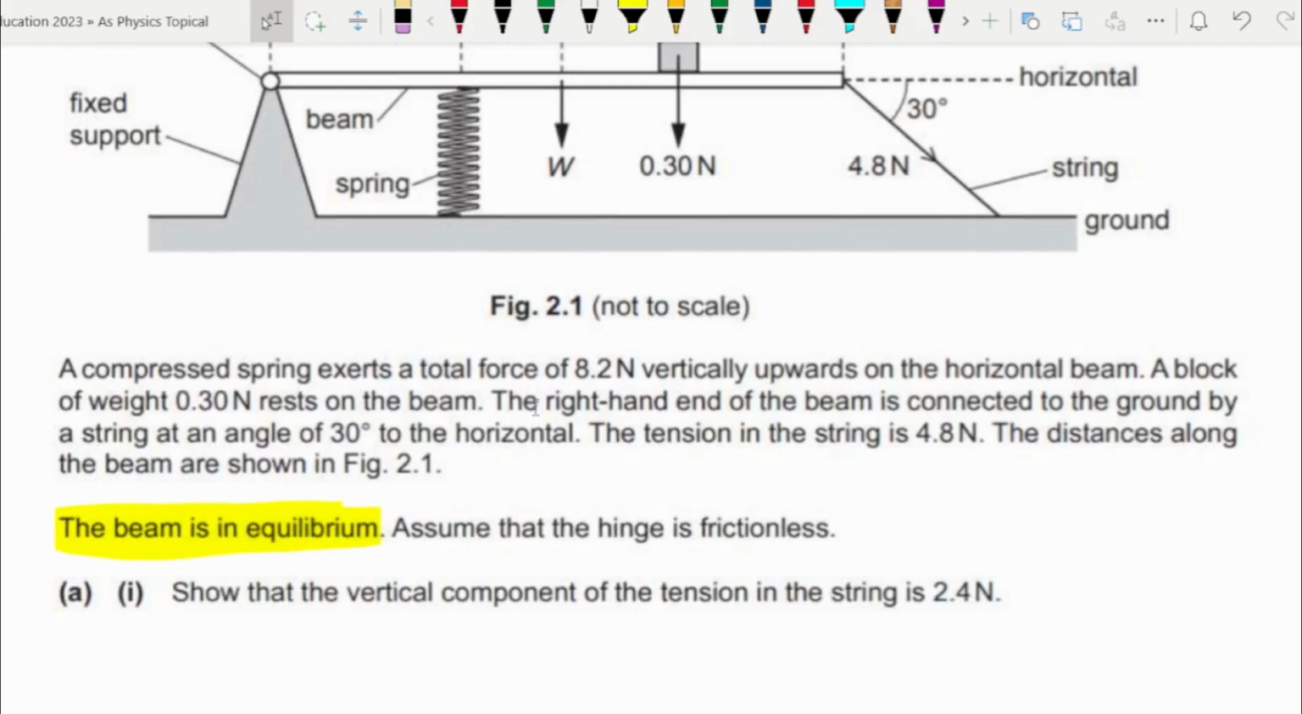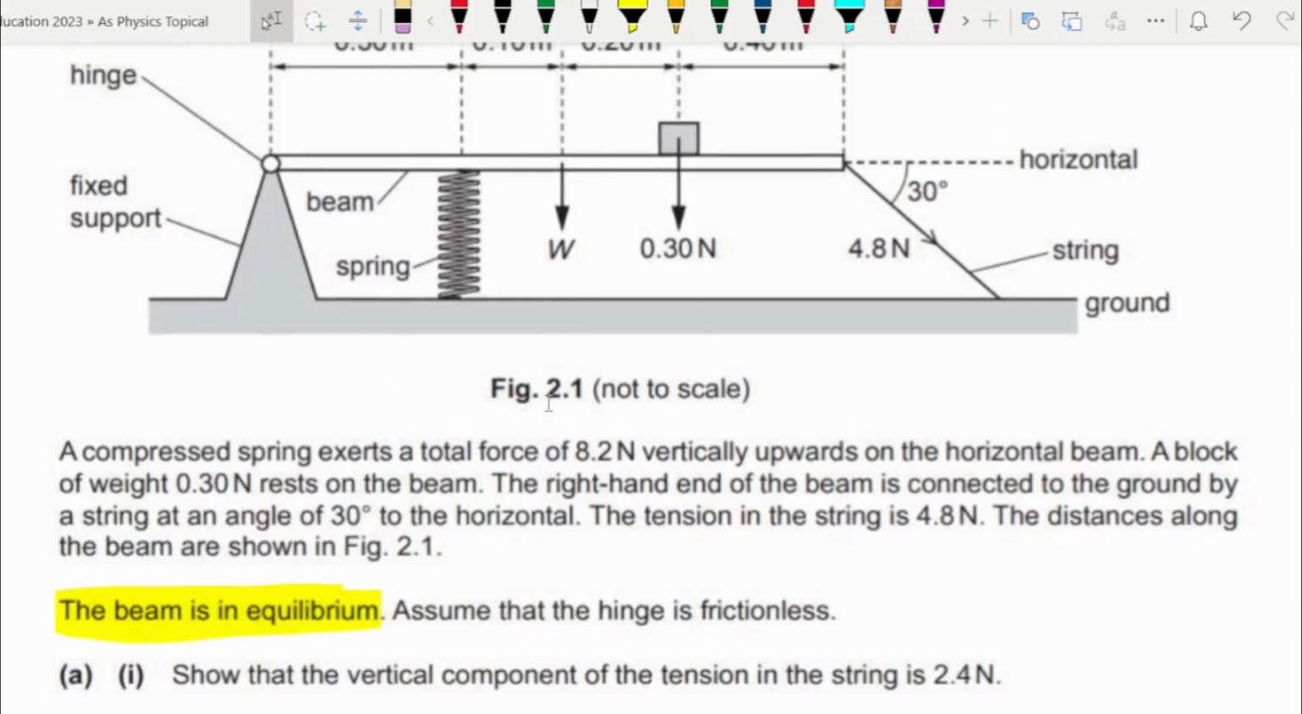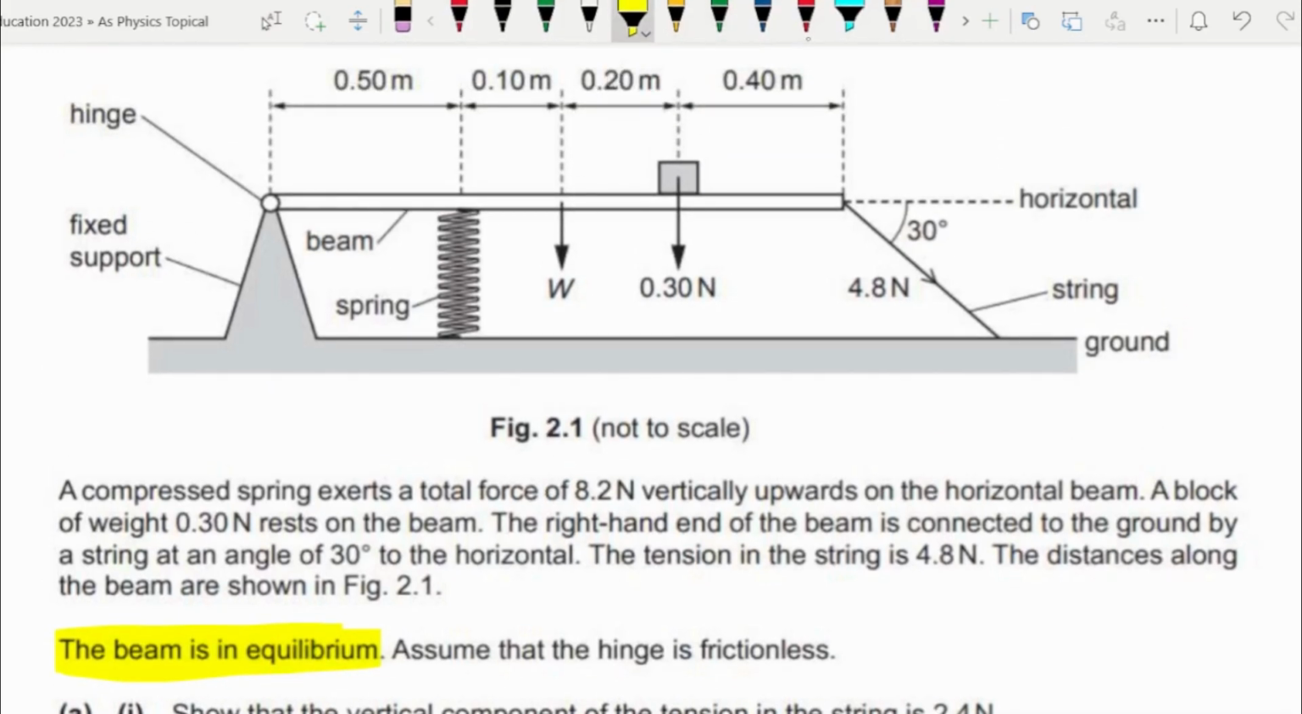The first part says show that the vertical component of the tension in the string is 2.4 Newton. So where's your string? First of all, this is your string. It has two components. One component would be in this direction, the other component, the vertical one, would be in this direction. So the tension in the string is towards the bottom right corner. One of the forces would be towards the right side, and one would be downward.